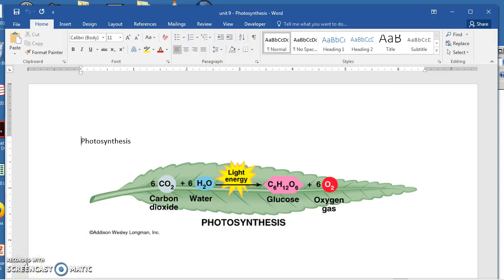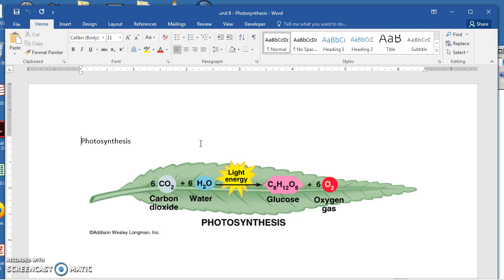This is screen capture video 9.1 for the unit that covers photosynthesis. Photosynthesis, in some ways, can be described as the opposite of aerobic respiration. It's not entirely, but you'll see some similarities in the opposite of aerobic respiration as we talk about it.